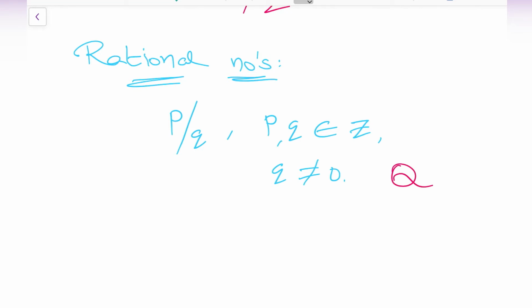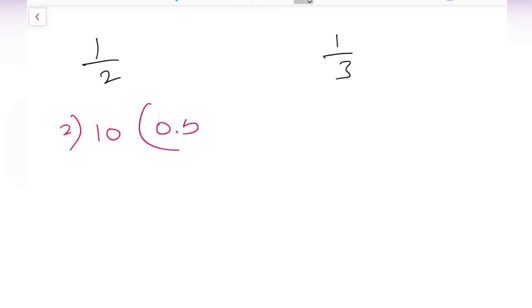In these rational numbers, we will be having two types of decimals. So let us discuss those types of decimals. What is the decimal value of 1 by 2 and what is the decimal value of 1 by 3? I am going to do the long division method now. 2 into 10, 2 fives are 10, 10 minus 10 is 0.